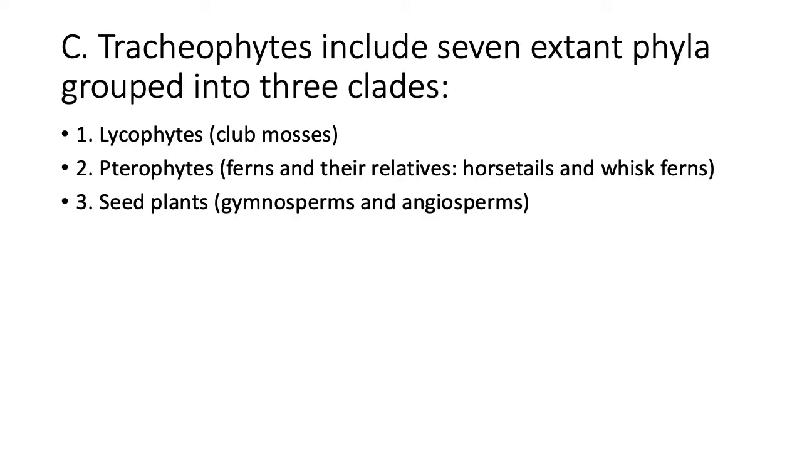So the tracheophytes, you can include the 7 current phyla groups, but we've taken those 7 current phyla groups and grouped them down into 3 clades. So the lycophytes will get their own section, the pterophytes will get their own section, and the seed plants will get their own chapter, which is tomorrow, chapter 31, seed plants, which include gymnosperms and angiosperms.